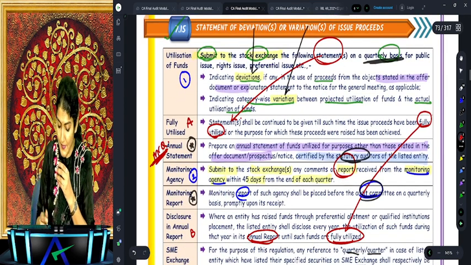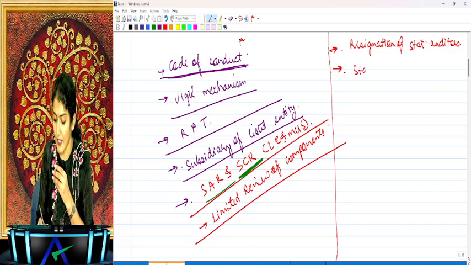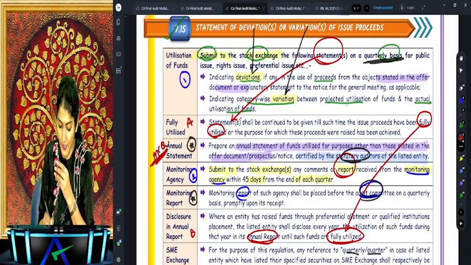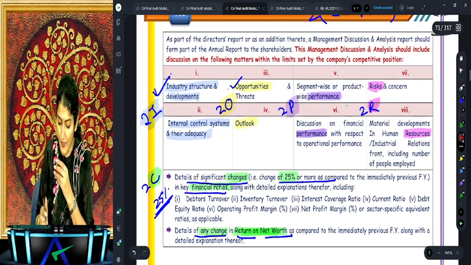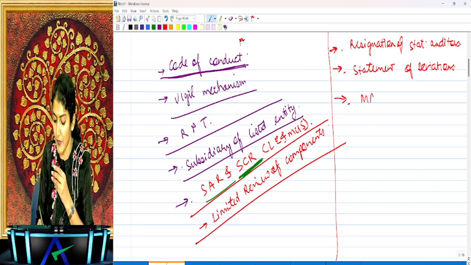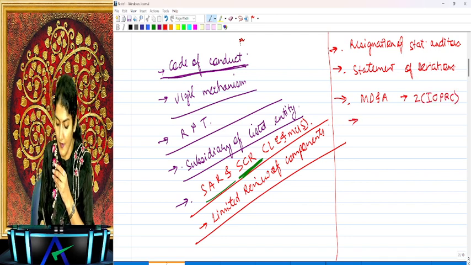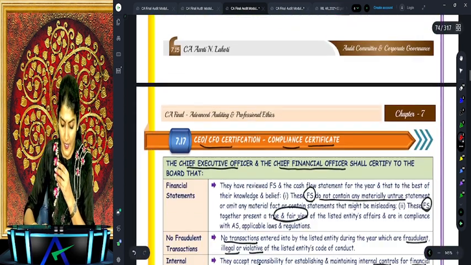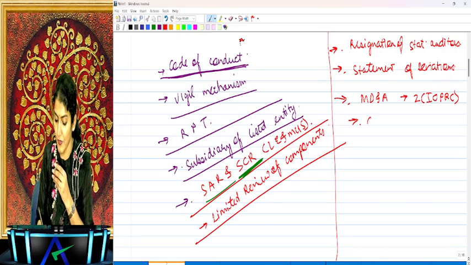Then after that we studied regarding the SOD, the statement of the deviations or the variations, right? The statement of the deviation, the details are to be given till the time the funds have been fully utilized, right? Then we have the contents of the MD and A, the management discussion and analysis, 2I, O, P, R and C, right? The contents of the MD and A, right? The next discussion which we had over there was regarding the CEO CFO certification.